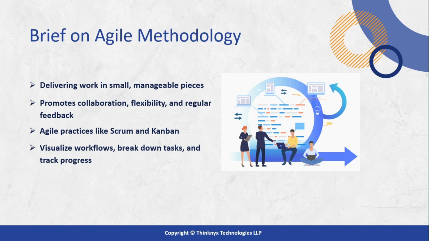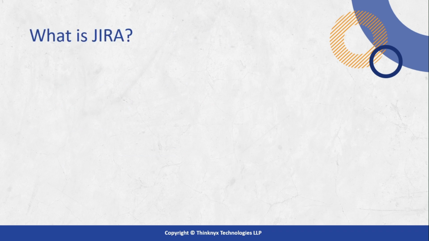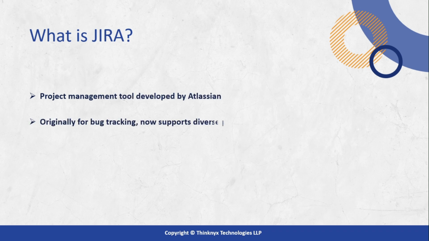Now, we got a brief idea on Agile. Let's see how Jira aligns with these principles. So, what exactly is Jira? Jira is a project management tool developed by Atlassian. It was originally designed for tracking software bugs, but over the years, it has evolved into a versatile platform that can manage any type of project.